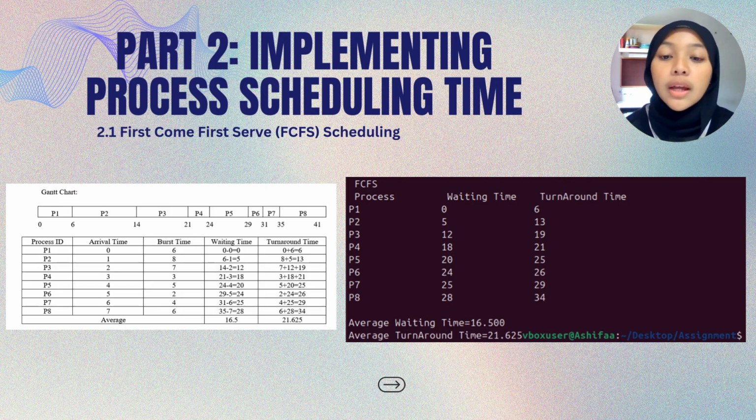From the output shown, the waiting time and turnaround time are calculated sequentially for each process. As you can see, some processes experience longer waiting time because they need to wait for earlier processes to complete. This shows that first come first served is simple but not efficient when short processes arrive later.